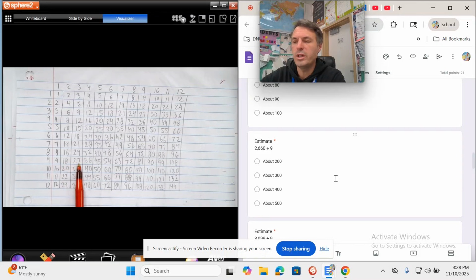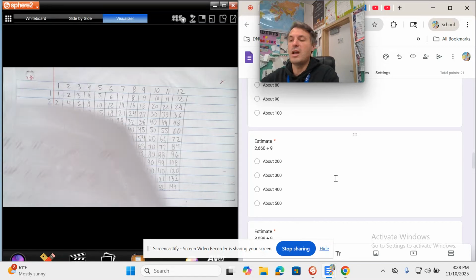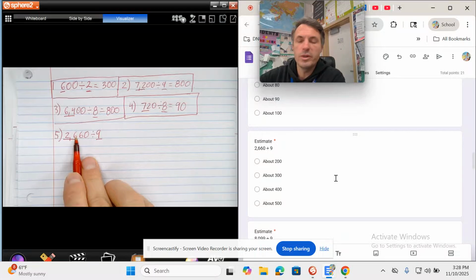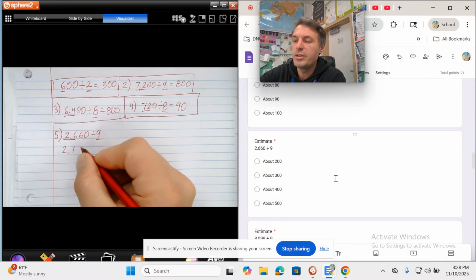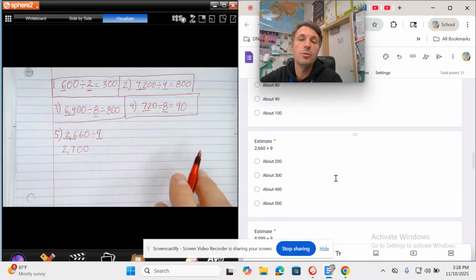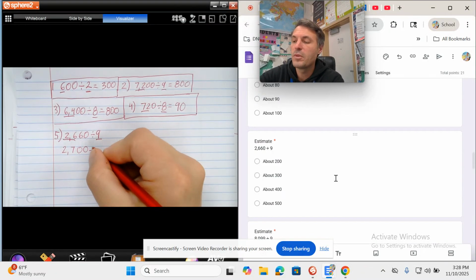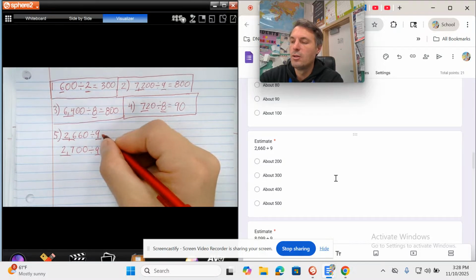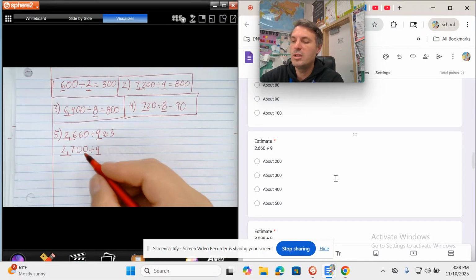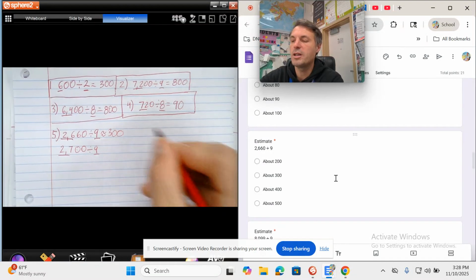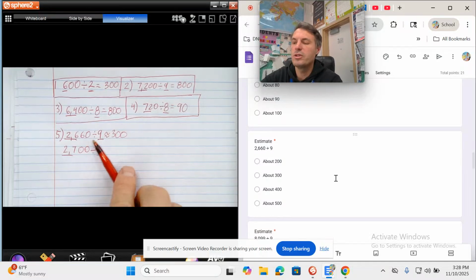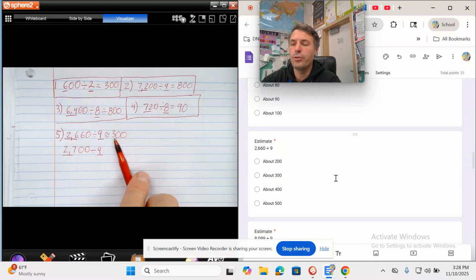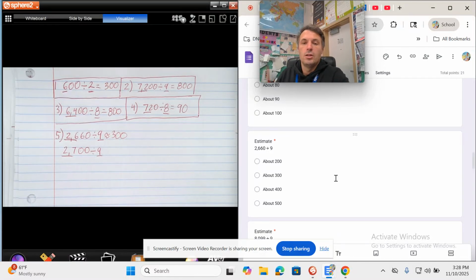There's 18 and then there's 27. 27 is a lot closer to 26 than 18 is. So we're going to round the 6 here up to a 7. We're going to make it be 2,700. Everything to the right of the place value that we rounded becomes a 0, divided by 9. And so now we just think, what's 27 divided by 9? Well, that's 3. And then we take these 2 zeros and we drop them to the right of the quotient. So 2,660 divided by 9 is about 300. So that's what you click right here, about 300.